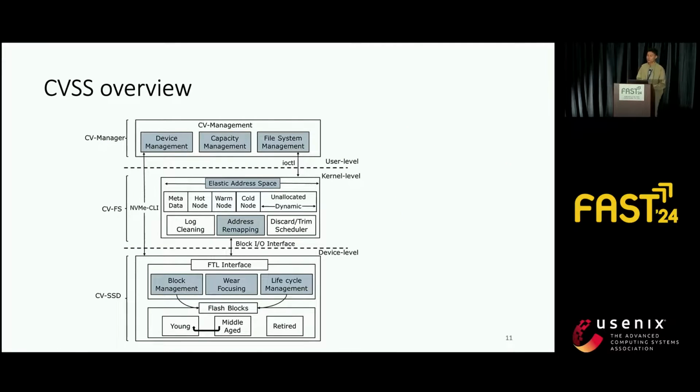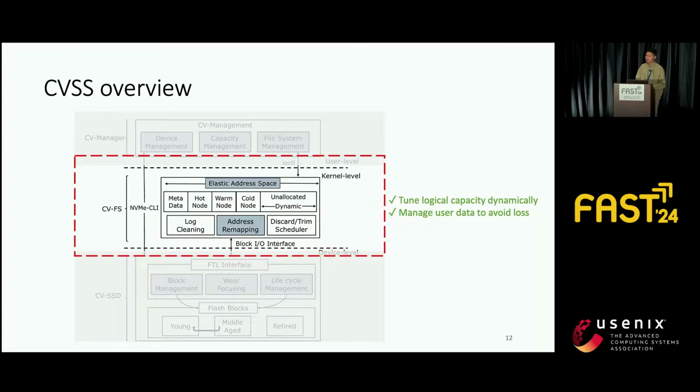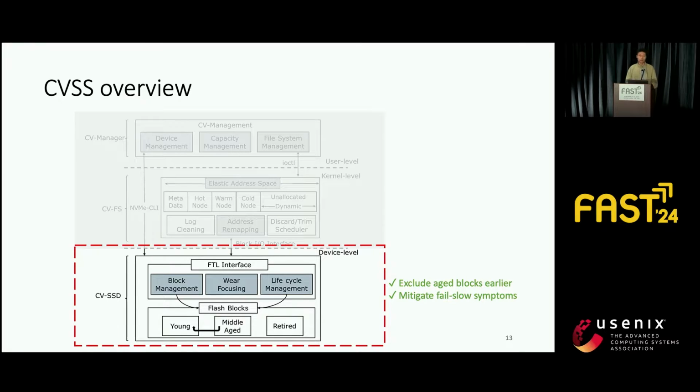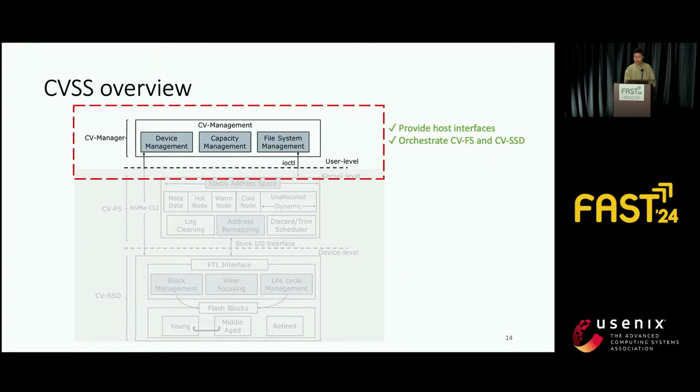We enable capacity variance by designing kernel-level, device-level, and user-level components. The first component is a capacity-variant file system which dynamically tunes the exported logical capacity based on the age states of the underlying storage device. The device-level component, the capacity-variant SSD, maintains its performance and reliability by mapping out aged blocks earlier. The user-level component, the CV manager, provides necessary interfaces to the host and orchestrates the capacity-variant file system and the SSD. When CVSS maps out flash memory blocks and its physical capacity decreases, the CV manager will get notified and provide a recommended logical capacity to the capacity-variant file system, automatically managing the capacity of the entire system.